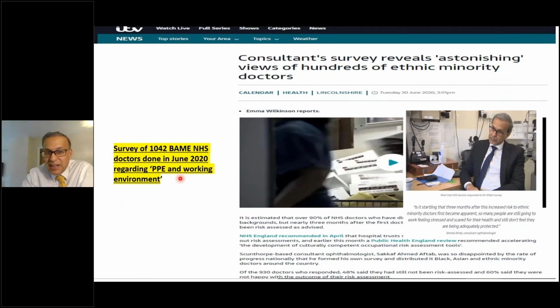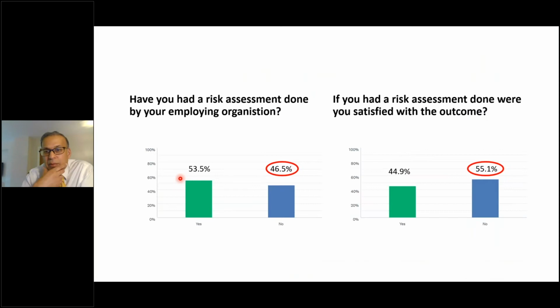End of June, I did a survey of over 1,000 ethnic minority NHS doctors. And what I found was that even at the end of June, around 46.5% of colleagues hadn't had a risk assessment done. And if they had a risk assessment done, then over 55% of them were not happy with the results of the risk assessment.